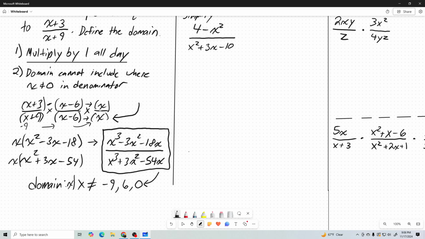All right, cool. So like I said, the whole point of that is to teach us two things. One, we can multiply by 1 all day. In other words, we can multiply by x minus 6 over x minus 6, and we can multiply by x divided by x. Those are just 1, because anything over itself is just 1. And then the domain cannot include where x equals 0 in the denominator, which here we have this binomial x plus 9, so x cannot equal negative 9. We have x minus 6, so x cannot equal positive 6. And then we just have x, therefore x cannot equal 0. All right, cool.